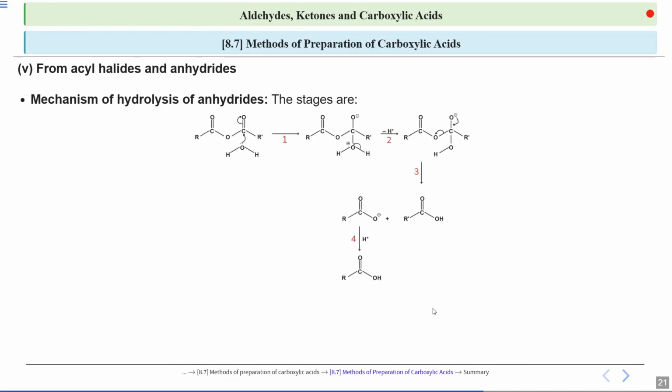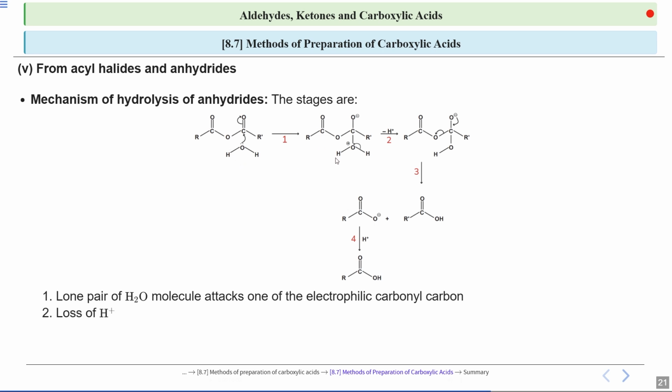Now let us look at the mechanism of this hydrolysis of anhydrides. In the first step, the lone pair of electrons on the water molecule attacks the electrophilic carbon, and after it attacks, you get this sort of intermediate. In the next step, there is loss of hydrogen ion, H plus, which helps stabilize the intermediate formed. Now you will see this oxygen has a positive charge, so there is a loss of H plus. So finally you get this intermediate.